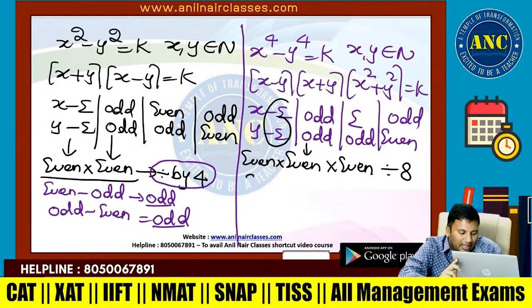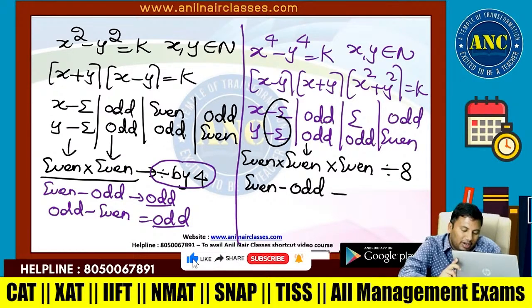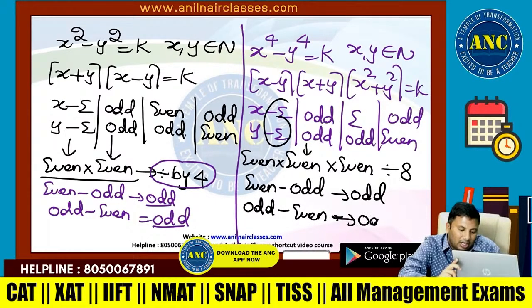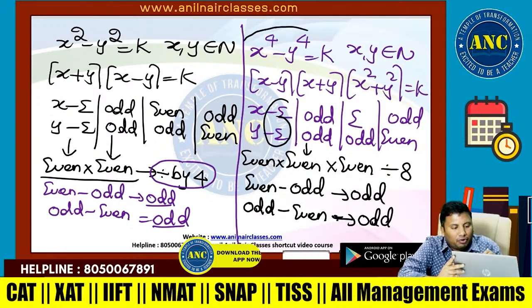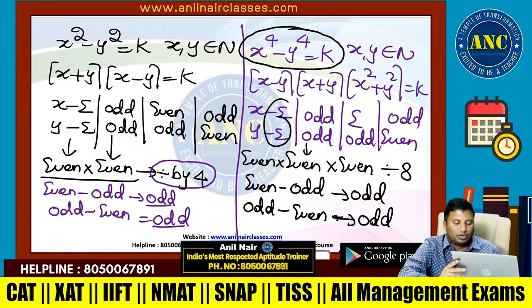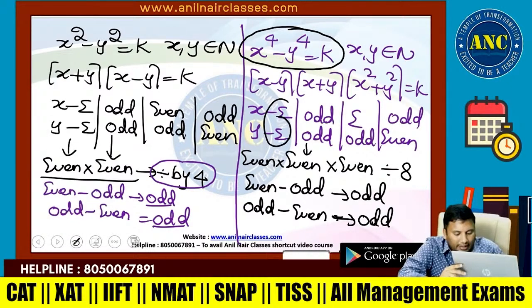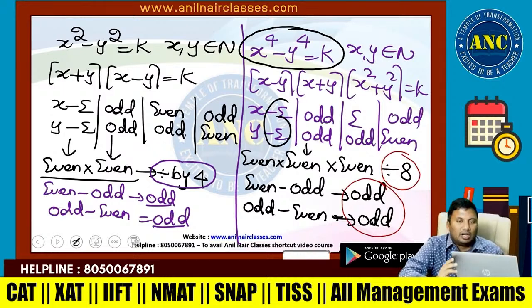Third case, if I take even power 4, even. Odd power 4, odd. Even minus odd is odd. Similarly, odd power 4, odd. Even power 4, even. Odd minus even is odd. That means, if x power 4 minus y power 4 equivalent to k, it has integral solutions only if it is divisible by 8 and it is an odd number.